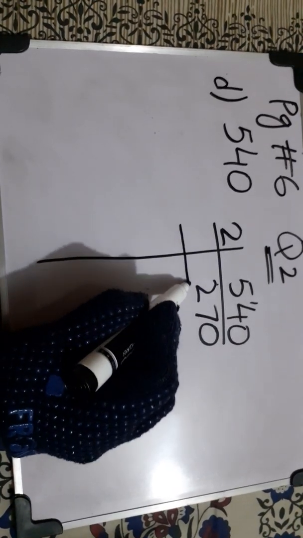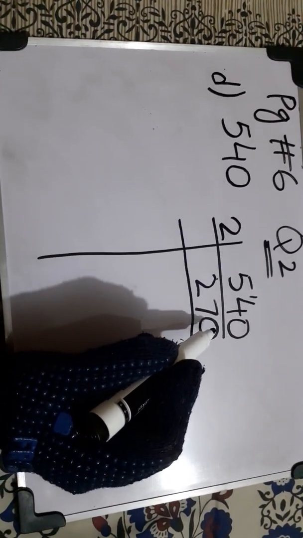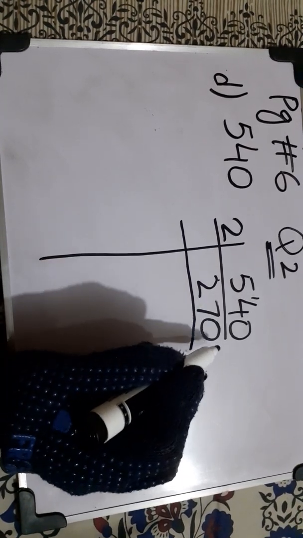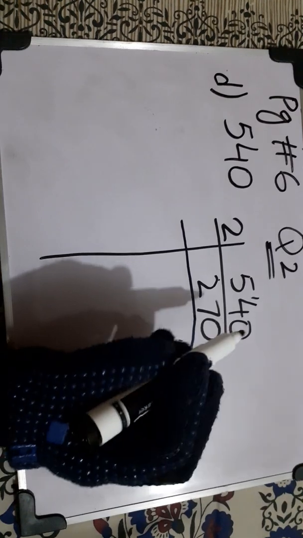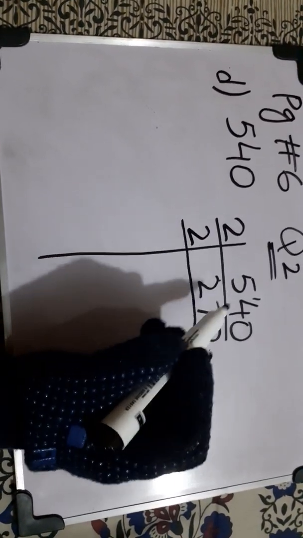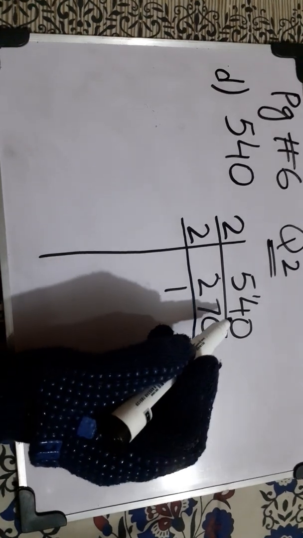Now again we have the last digit even, so the whole number is even. 0 is an even number, so the whole number is an even number. Now again we can divide it with 2. So 2 ones are 2.